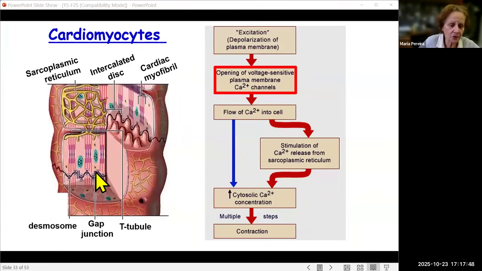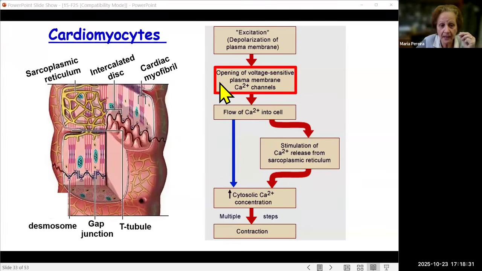Okay, so what is the mechanism? Remember, we went through this for skeletal muscle. How is excitation converted into contraction? You have the signal that is generated, causing depolarization of the plasma membrane. Now you have the opening of the voltage-gated ion channels. Let's go back to this electrophysiology. So now you have the sodium voltage-gated ion channels opening, and you have the propagation of the action potential.